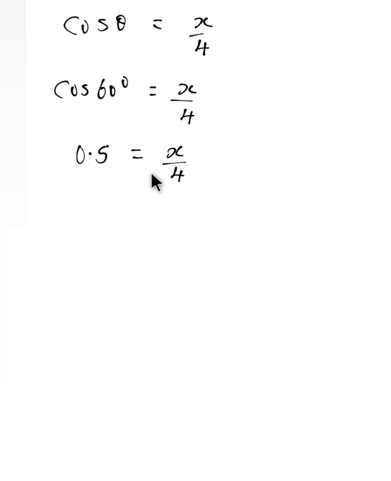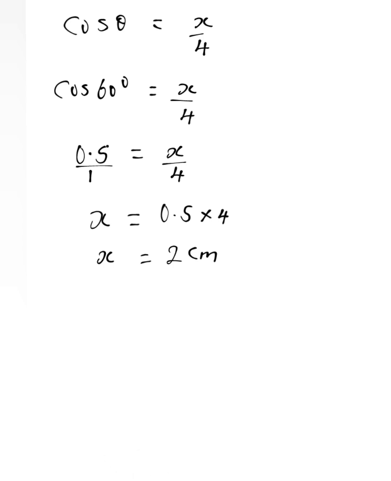So at this point, we are going to cross multiply. This 0.5 can be written as 0.5 over 1, which means that 0.5 will times 4 and 1 will times x. 1 times x is equal to 0.5 times 4. So x is equal to 0.5 times 4, which is 2. Hence, the value of x is 2 centimeters because we are dealing with centimeters.